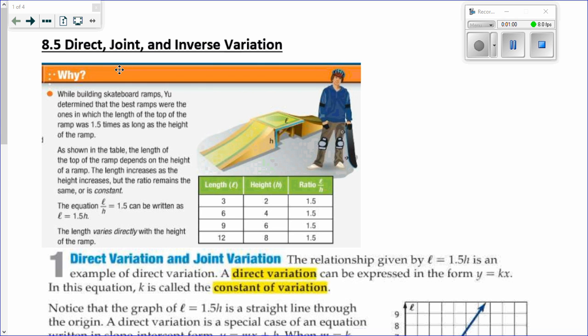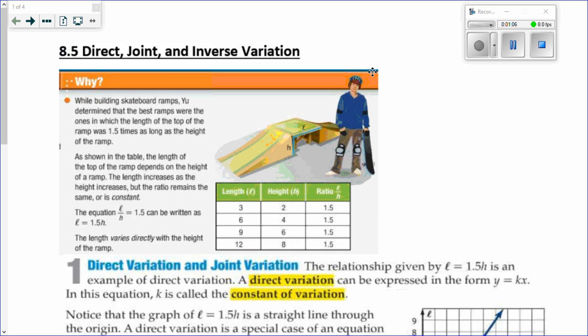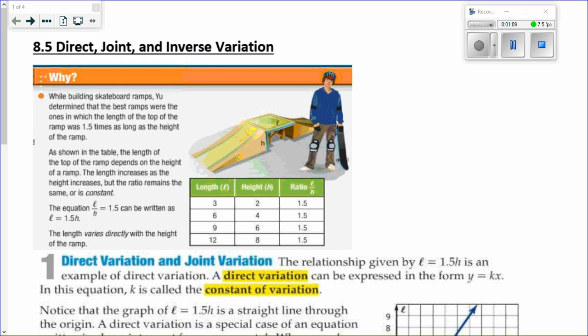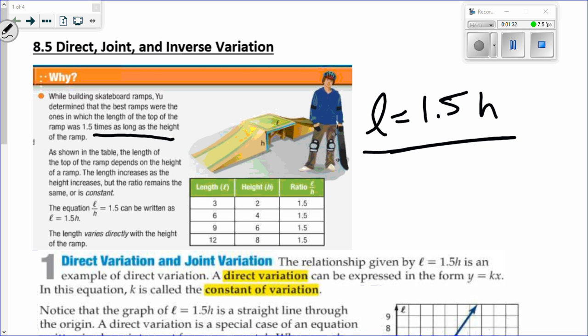All right, so again, 8.5, direct, joint, and inverse variation. Here we've got a little example of why we have these variations. It relates to building skateboard ramps. This guy determines that the best ramps were ones in which the length of the top of the ramp was 1.5 times as long as the height. So length equals 1.5 height. These are the best ramps.